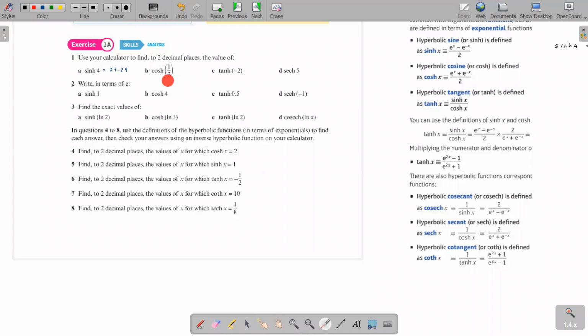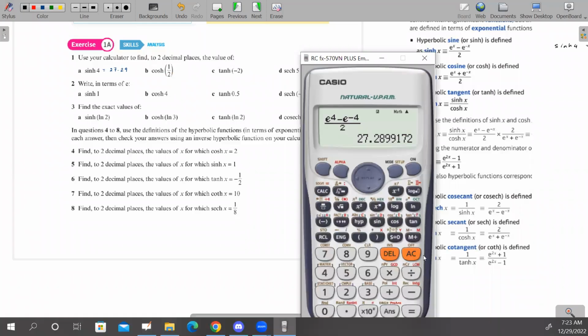All right, guys. So similarly, you can get the answers for the other parts as well. So cosh half: you press this button hyp and you give cosh and you can give half, 0.5 or 1 over 2. And you can get the answer 1.1276, so to two decimal places, 1.13. And then tanh, the third one, of minus 2. Can you guys see? It's really simple to give this in the calculator.